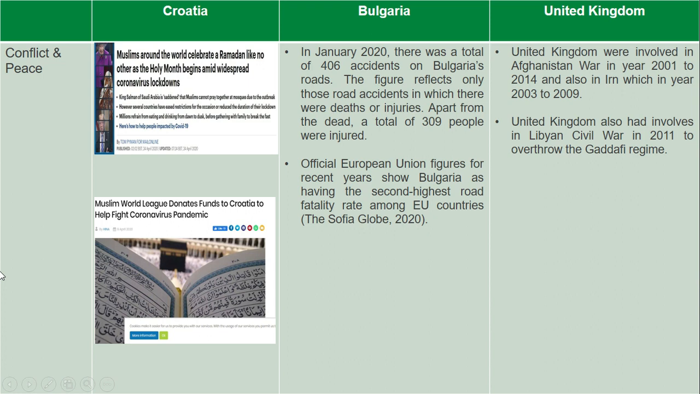As Sharifah Raziatun said just now, it is about conflict and peace in Croatia and Bulgaria. Meanwhile, the conflict and peace in the United Kingdom: it was involved in the Libyan civil war in 2011 to overthrow the Gaddafi regime. For the peace in the United Kingdom, the rates of violent crime and murder in the United Kingdom have fallen more rapidly in the past decade than in any other Western European country.